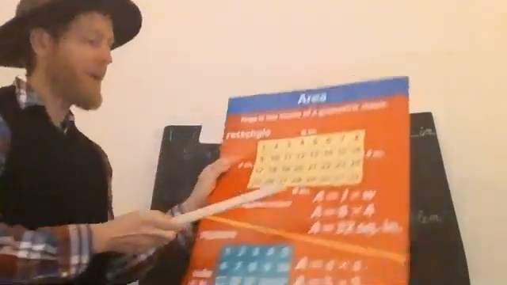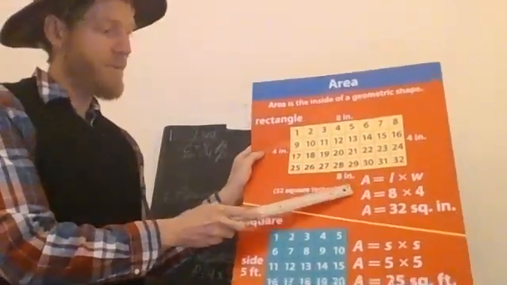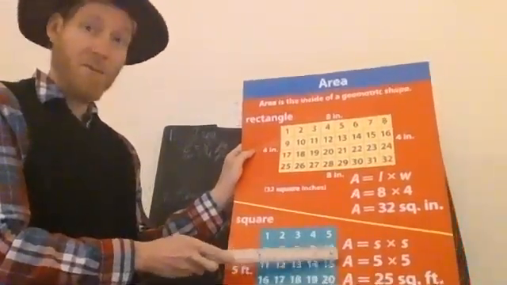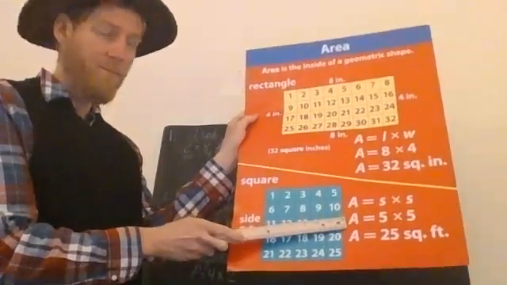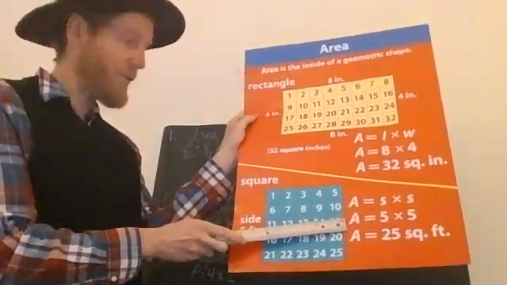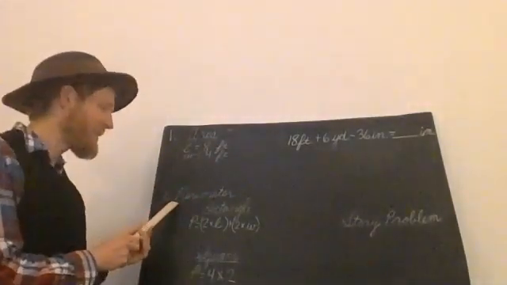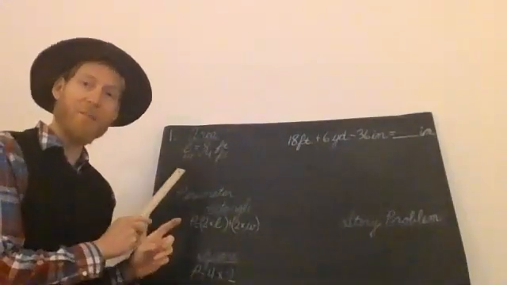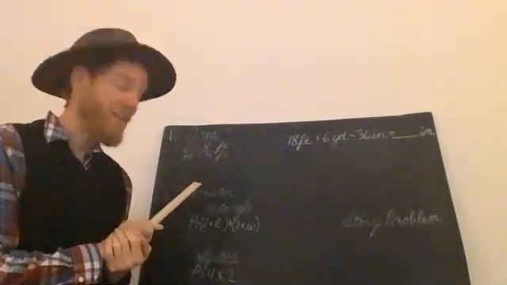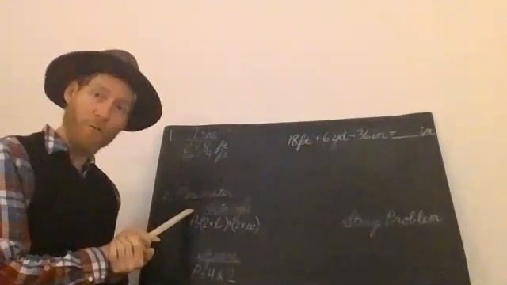Use the formula to solve section 1 on your paper. If it's a rectangle, use this formula. If it's a square, use this formula. And do a super job with section 1. Well, what about section 2? Section 2 is the same except you're using perimeter.